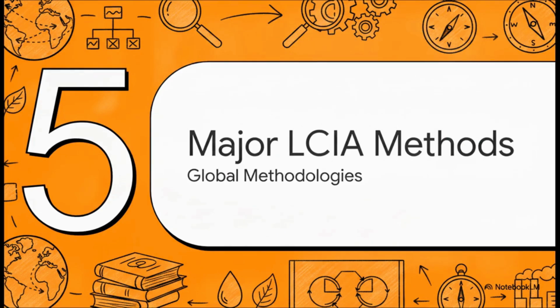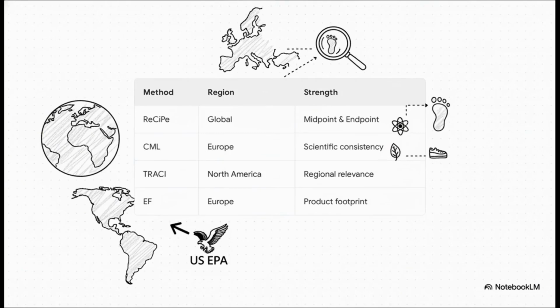Part 5. Comparing major LCIA methods. The big takeaway here is that your methodology depends heavily on your location and your project's overall goal. If you're working for the U.S. Environmental Protection Agency, TRACI is optimized for North American conditions. But if you're conducting broad, global research, ReCiPe is heavily favored because it beautifully integrates both midpoint and endpoint indicators. Meanwhile, in Europe, CML is prized for its scientific consistency, and EF is highly recommended by the European Commission for studying a product's specific environmental footprint.